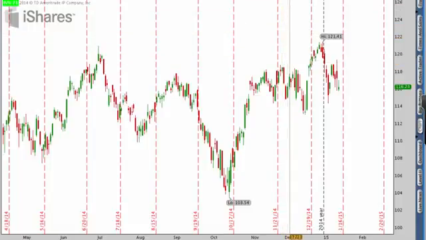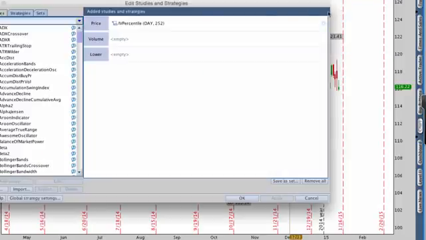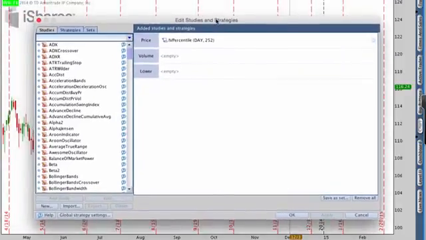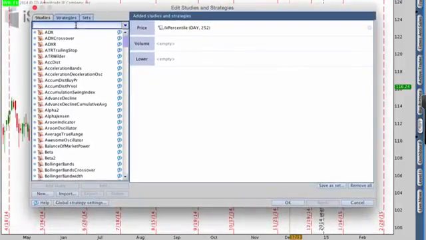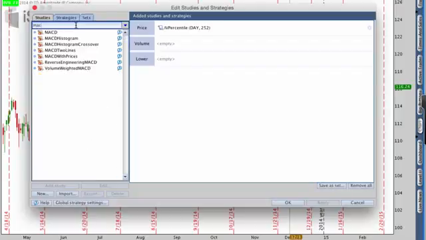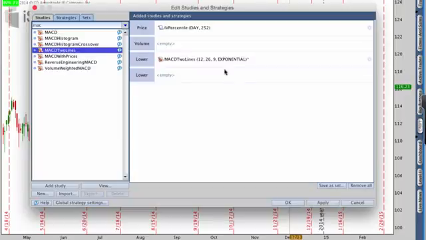So what I want to do first is go up to where it says studies, and I want to edit studies. You can see there are no studies on here right now, but I'm going to add a study. On the left, I'm just going to search for the first one, which is MACD. I want to use MACD 2 lines. There's a bunch of different ones you can use: histogram, crossover, 2 lines, just regular MACD, but I like to use 2 lines.